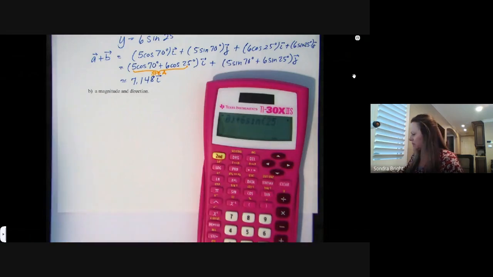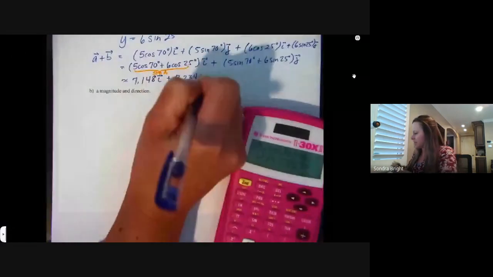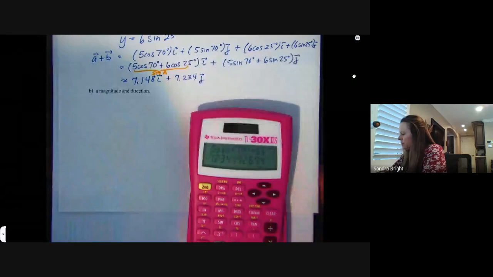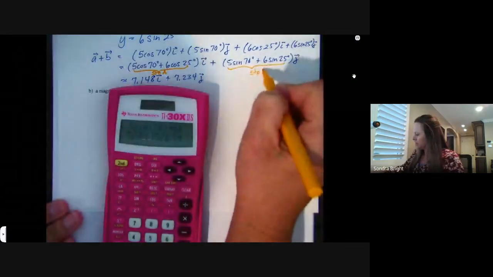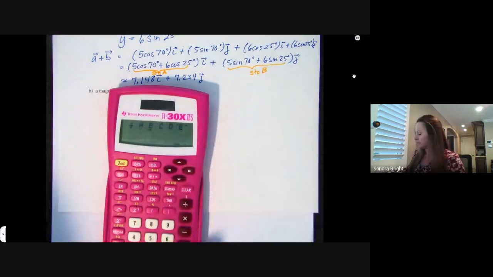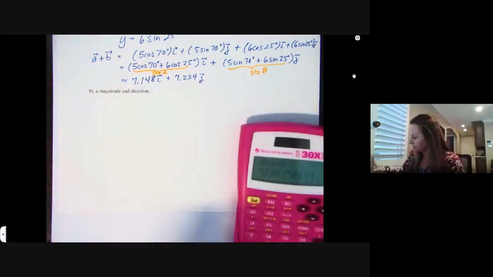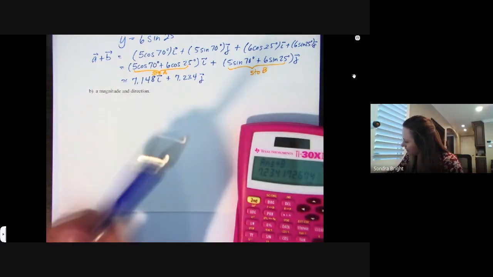7.234. I'm going to go to 3 decimal places. So this would be a plus 7.234 times vector j. But before I clear this out, I'm going to store this guy under B. So store, arrow to the right to B. Notice I haven't stored anything under B yet, so that's why it's blank. Hit enter, and there you go. Now it's under B. All right, so the answer for part A is just that.